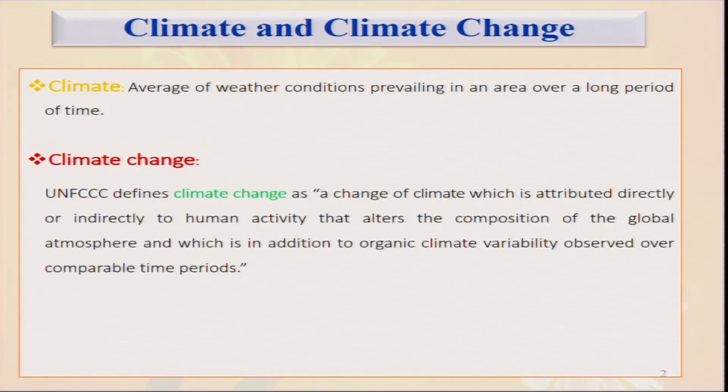Now, what is climate change? UNFCCC defines climate change as a change of climate which is attributed directly or indirectly to human activity that alters the composition of the global atmosphere and which is in addition to natural climate variability observed over comparable time periods. Climate has been changing since its evolution. Our earth developed more than 5 billion years ago, so over the years the climate has changed.